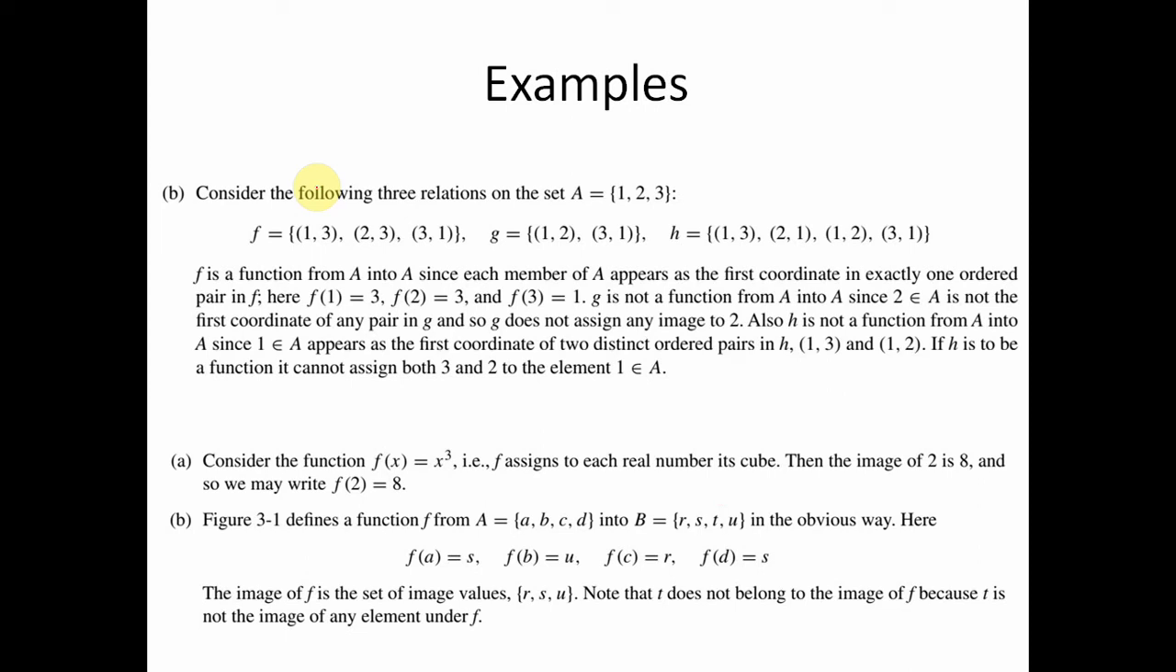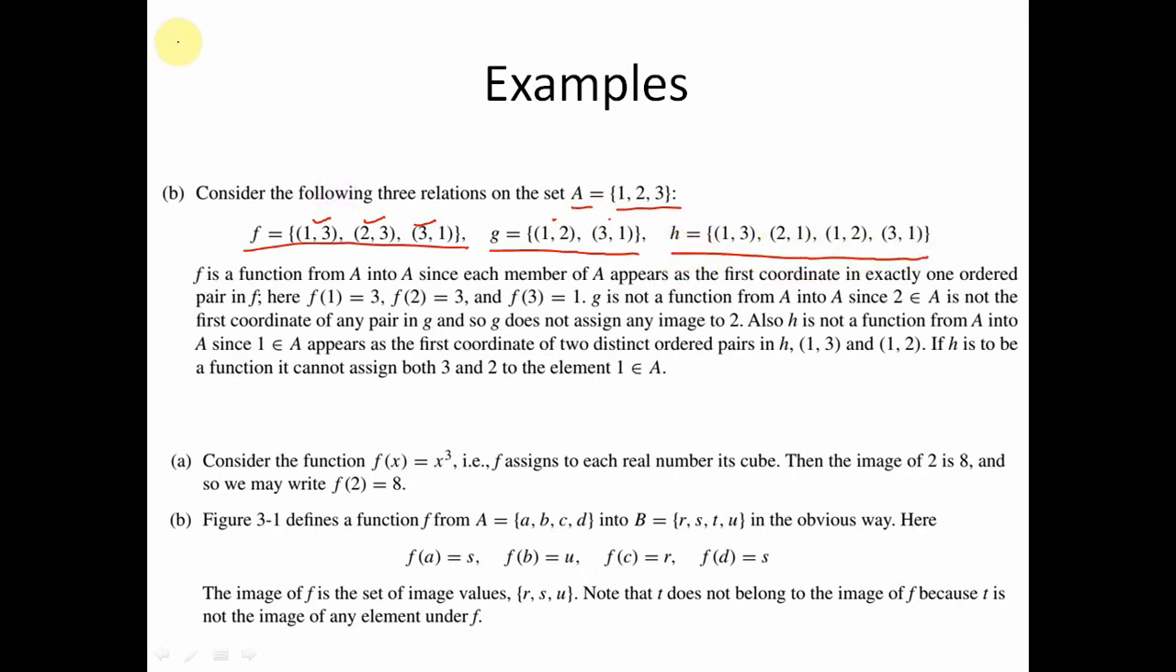Let's see certain examples. Say, for example, I have a set A having the three elements 1, 2 and 3. And I have defined a relation F over here having the three pairs (1, 3), (2, 3) and (3, 1). I have another relation G which has the pairs (1, 2), (3, 1), and I have another relation H: (1, 3), (2, 1), (1, 2) and (3, 1).